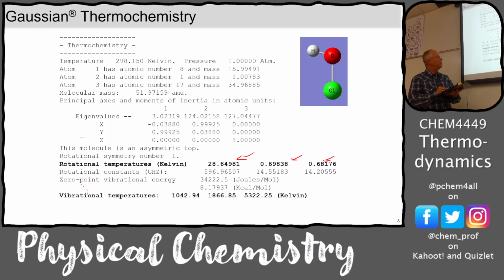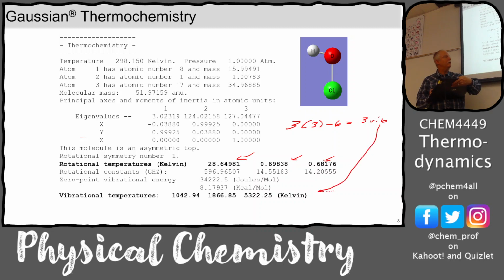And so then here's the vibrational temperatures. Now, how many vibrations should we have? They don't always list all of them. They list the lowest ones in the molecule in Gaussian. So we have three atoms. So 3 times 3 minus 6. So 3 times 3 is 9, minus 6 is 3 vibrations. And that's how many vibrational temperatures we have.